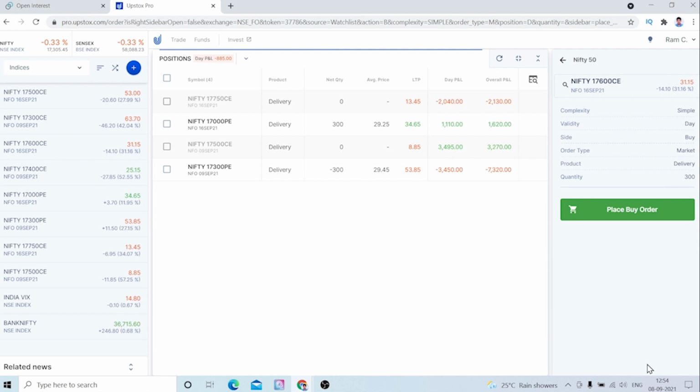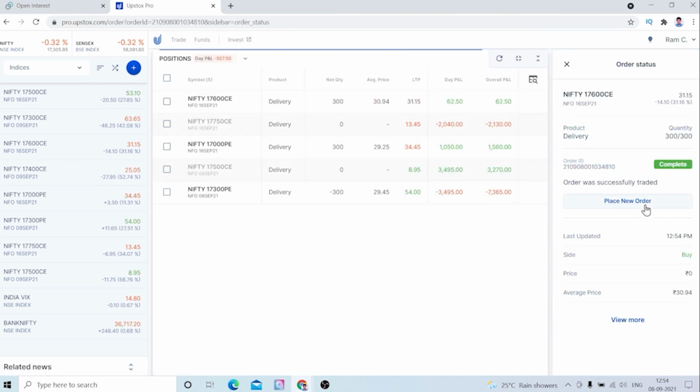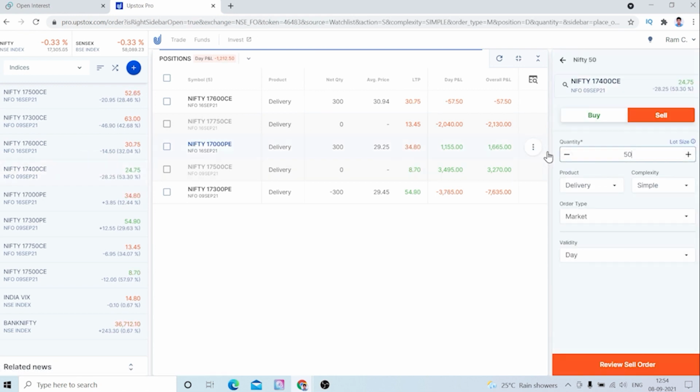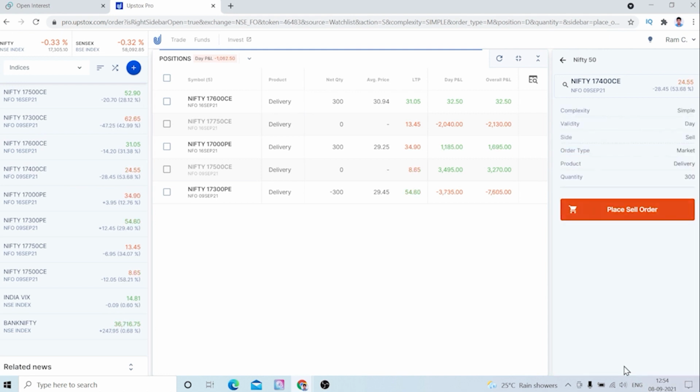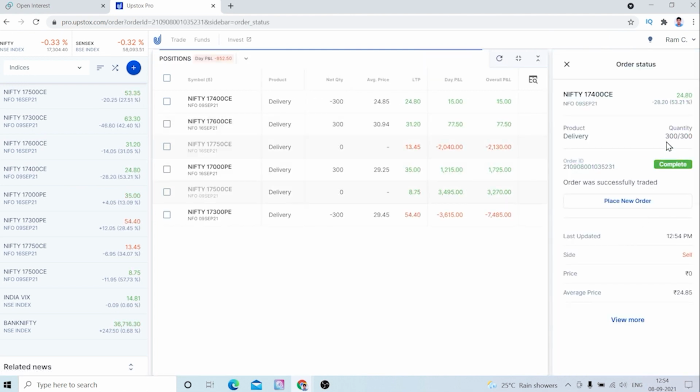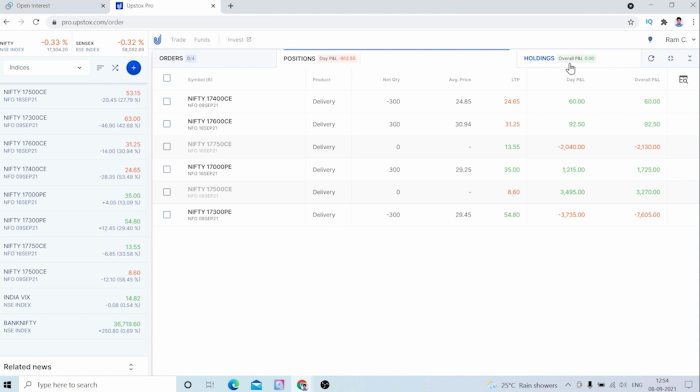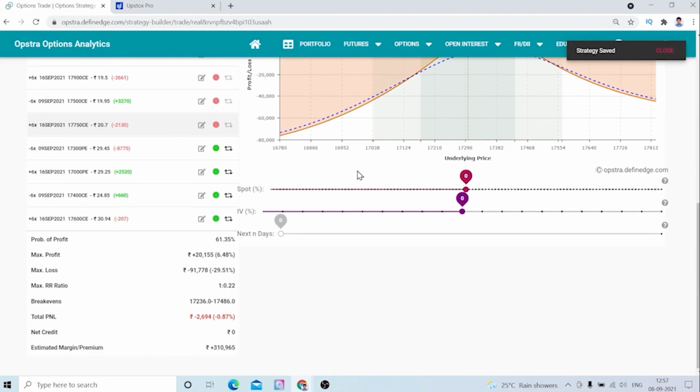Now I am selling the 17,400 call option in the latest week with the same quantity. Okay, I have done this transaction. I'll enter this adjustment as well in Opstra for our tracking purposes, so that we can understand how much loss we are getting now. I have entered these transactions. You can see now we are getting a 2,600 loss. So let us wait some more time.